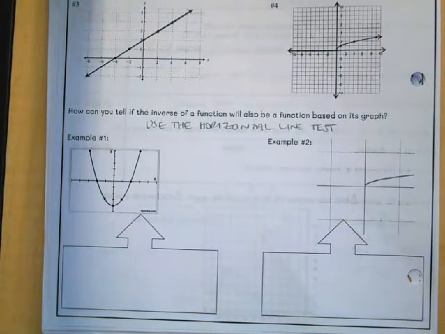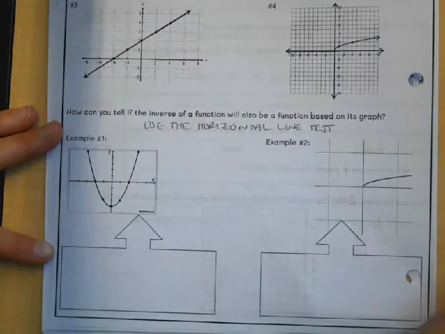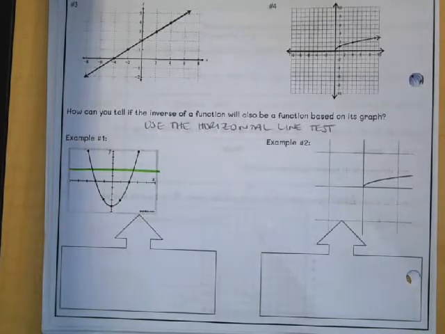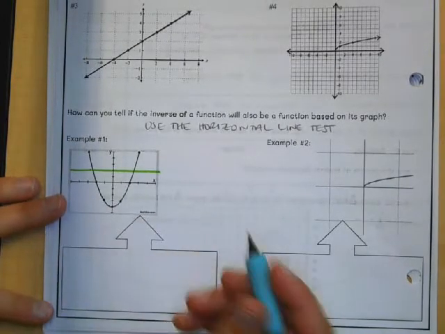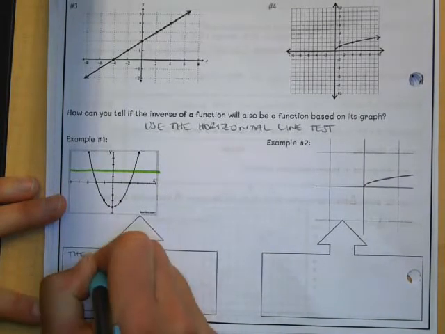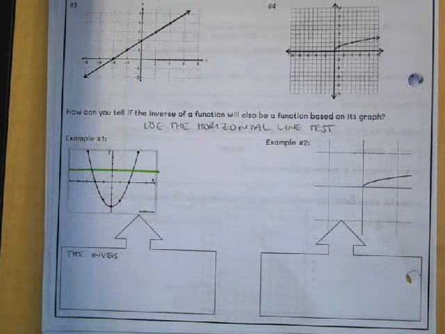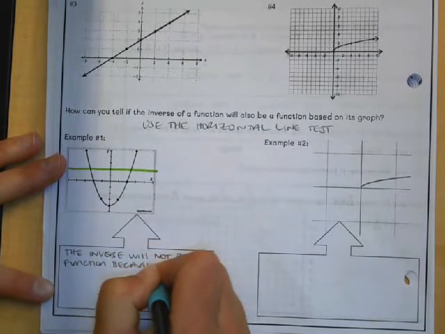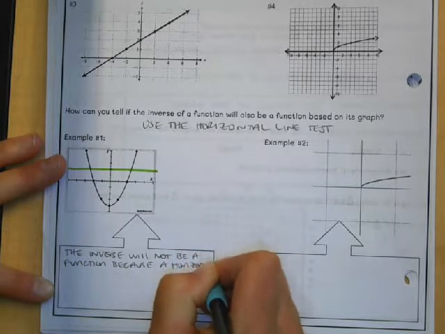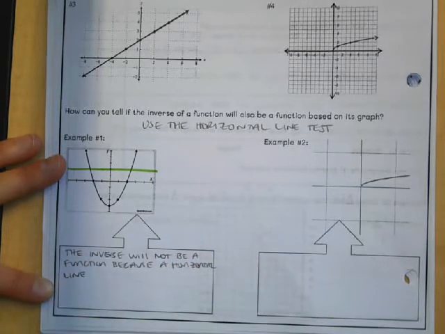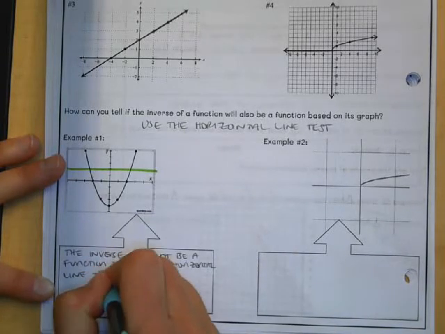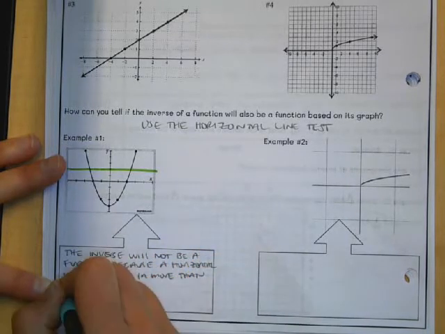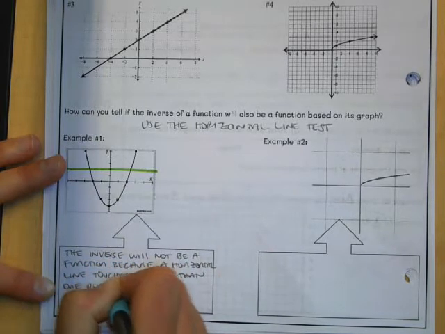Okay, so what that means is if I go through and draw a horizontal line, let's get a different color here, horizontal, horizon, remember you're going through the horizon, and the inverse will not be a function because a horizontal line touches in more than one place. So it cannot touch your graph in more than one place in order for the inverse to be a function.